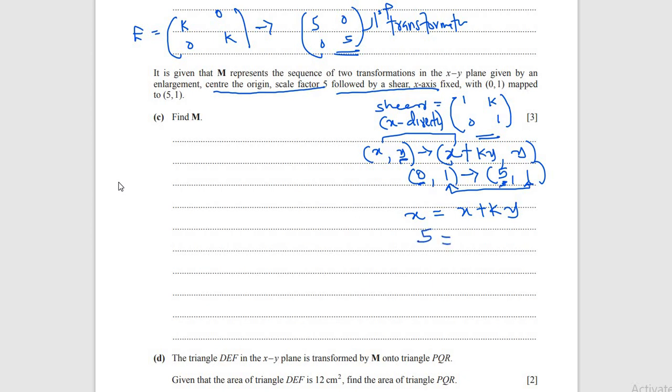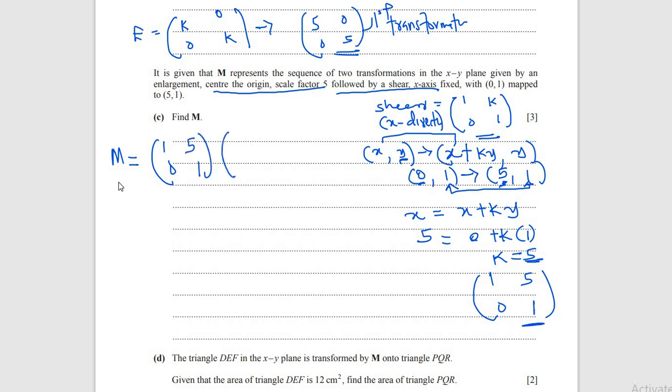The result is 5. The initial value is 0. I don't know the k, but the value of y is 1. From here, k is 5. So shear in the x direction is now 1, 5, 0, 1. This is the second matrix mentioned. If you are going to find the matrix M, the second matrix mentioned is going to be the first one here, and the first one will be the second one, 5, 0, 0, 5, that's the enlargement.